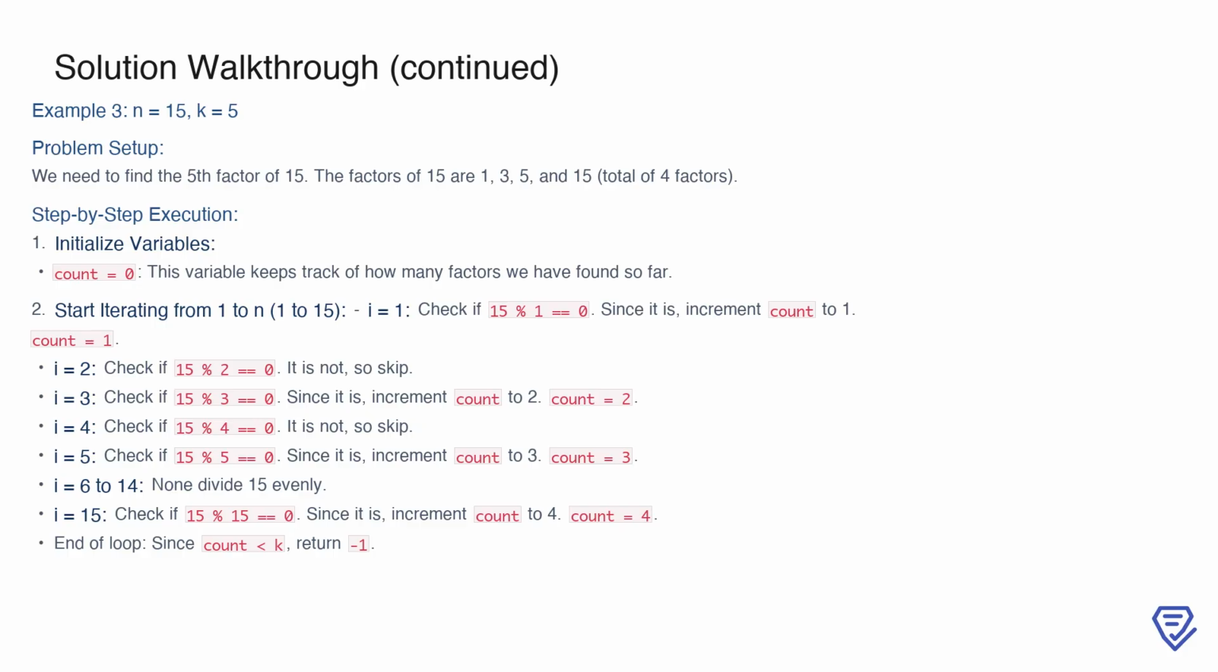Moving on, 4 doesn't divide 15 evenly, so we skip it. Checking 5, we find it is a factor, so count becomes 3. We continue checking numbers 6 through 14, none of which divide 15 evenly. Finally, we check 15, which is a factor, so count becomes 4. However, since we reach the end of the loop and count is still less than k, which is 5, we conclude that the fifth factor does not exist and return -1.